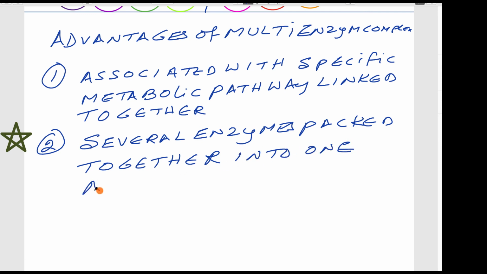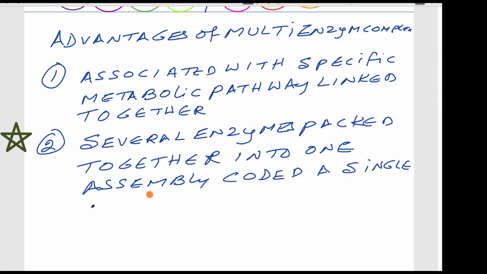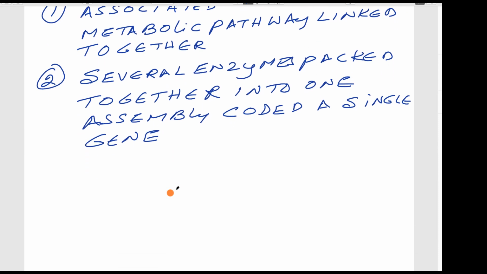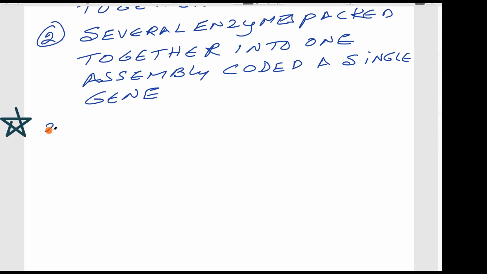One important aspect is that they are coded by a single gene. That is the important aspect: several enzymes are packed together into one assembly and they are coded by a single gene. The third aspect, the most important, is coordination.